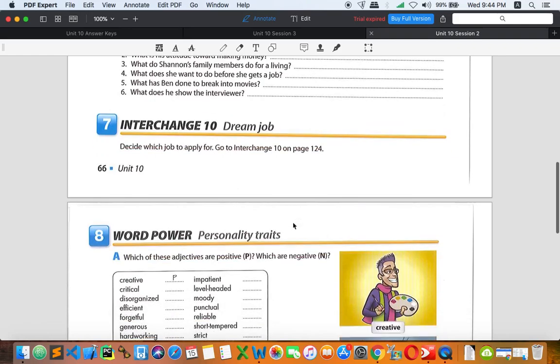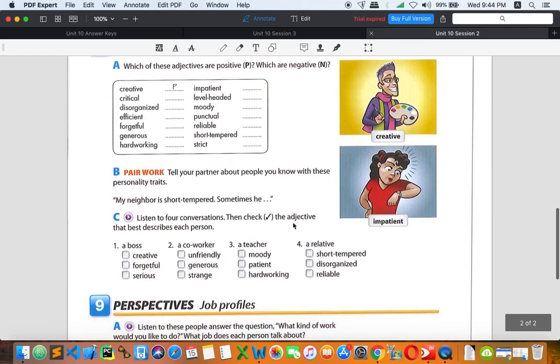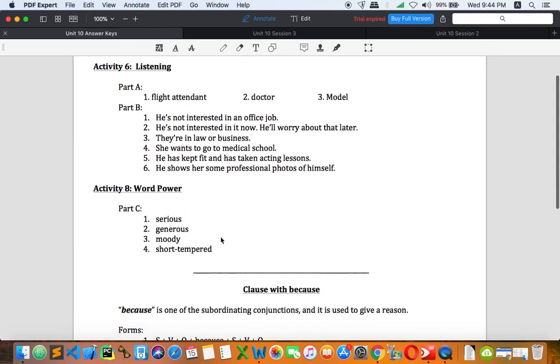And we can move to number 8, part C. You need to find out the best adjective that describes this particular person: a boss, a co-worker, a teacher, and a relative. So let's go to the answers altogether. Part C, the first one is serious, number 2 is generous, number 3 is moody, number 4 is short-tempered. So these are the answers for activity number 8, part C.